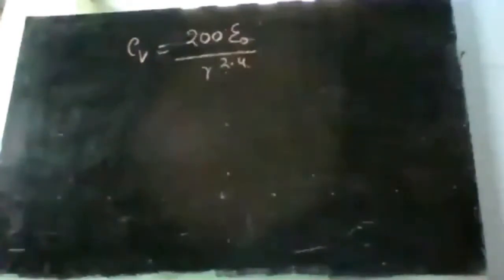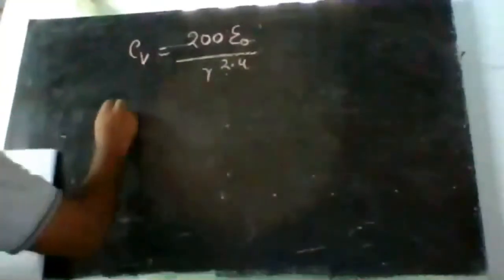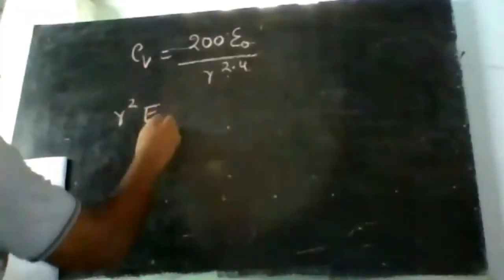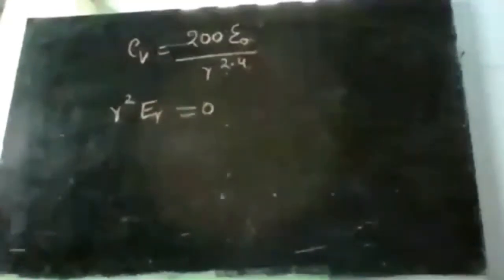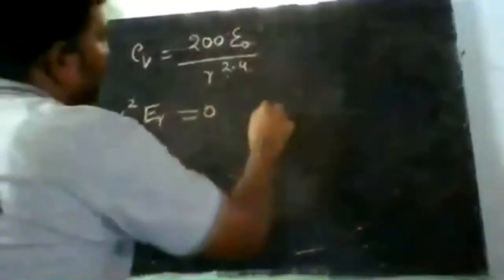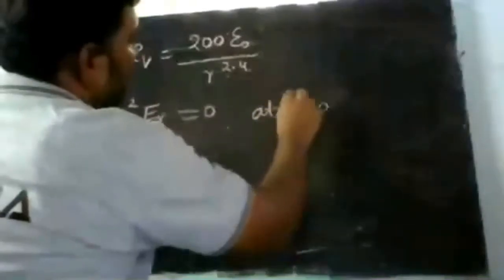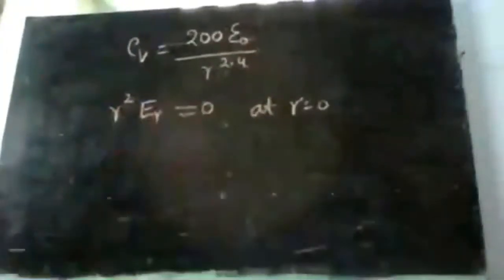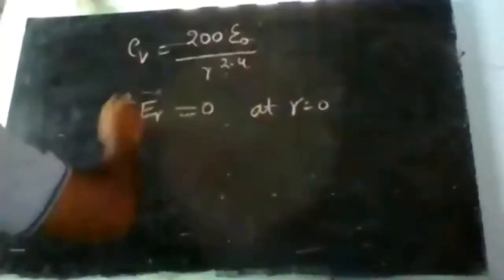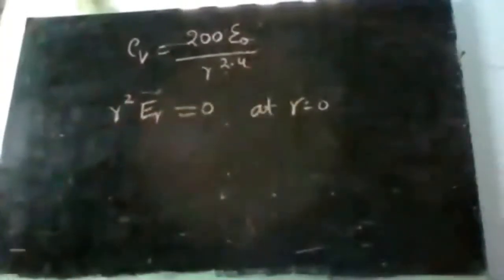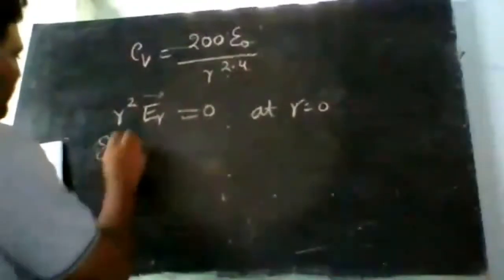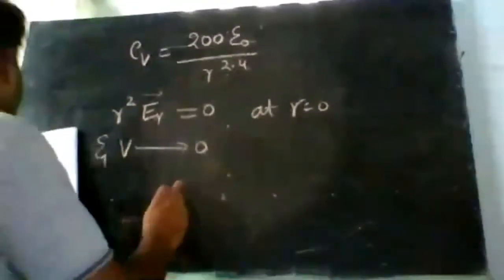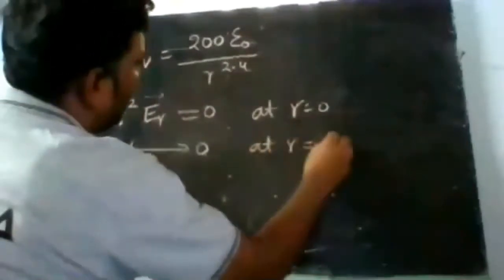Okay, the boundary condition, it is given that r square into Er, the electric field, is equal to 0 at r is equal to 0, right? And V is equal to 0 at r is equal to infinity.